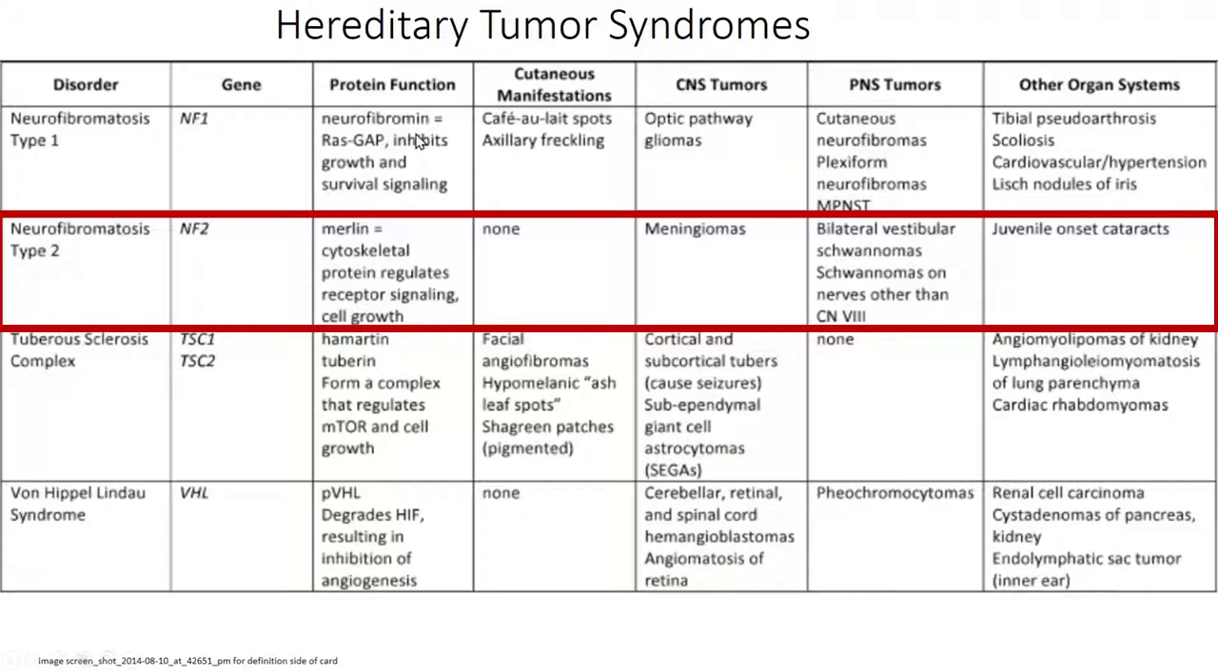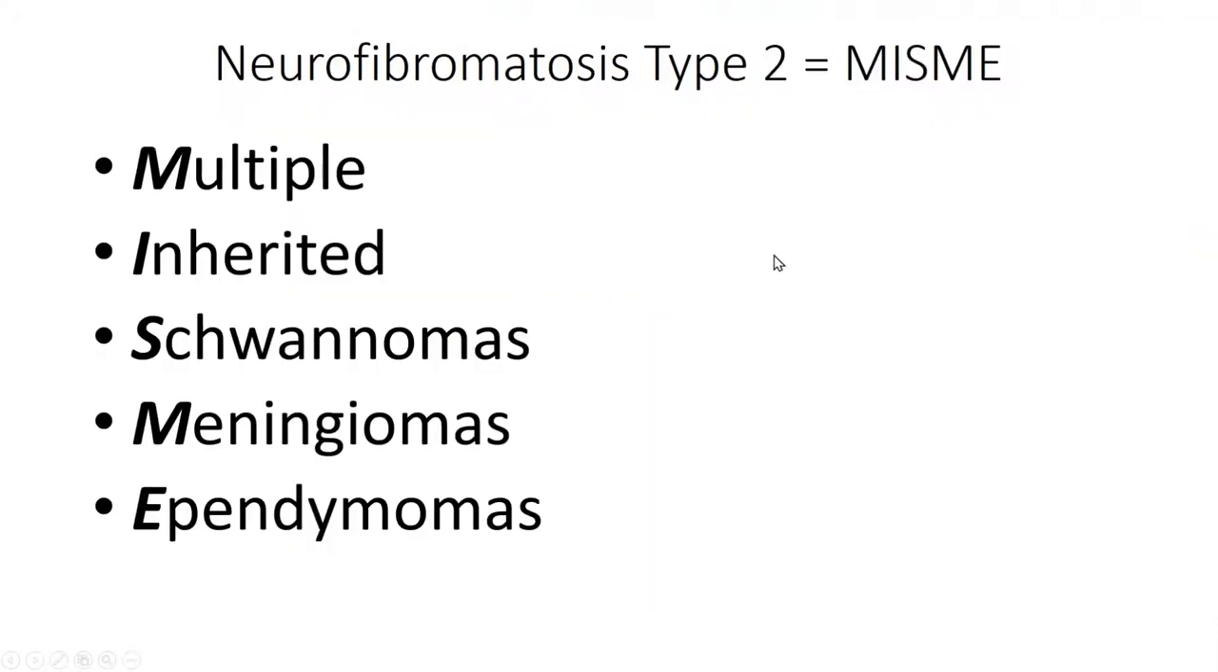Now, you can memorize all of these things, but I find it easier to remember this mnemonic, which is MISME. When you think about neurofibromatosis type 2, you want to think about MISME, which stands for multiple inherited schwannomas, meningiomas, and ependymomas. When folks with neurofibromatosis type 2 get ependymomas, it tends to be within the spinal cord, a very centrally located ependymoma. You don't as often see them within the head. It's not like those big cerebral ependymomas. Usually it's in the spinal cord. So neurofibromatosis type 2: multiple inherited schwannomas, meningiomas, and ependymomas. MISME is for neurofibromatosis type 2.